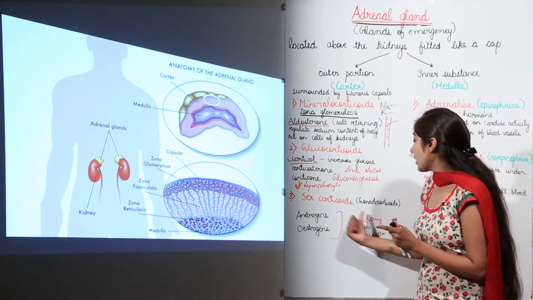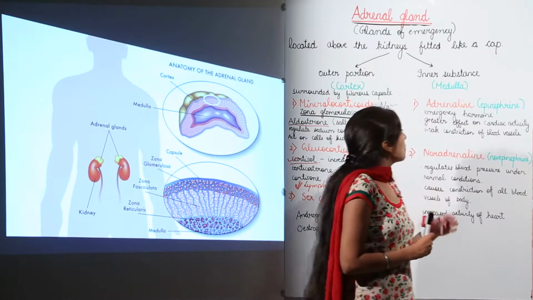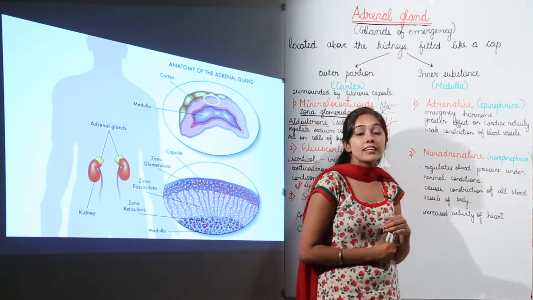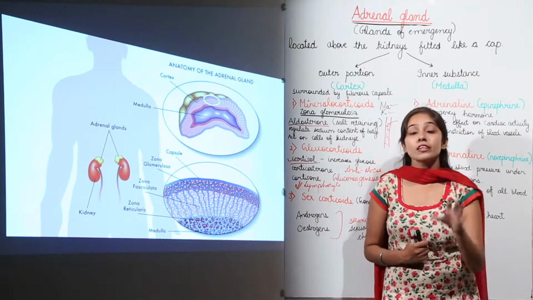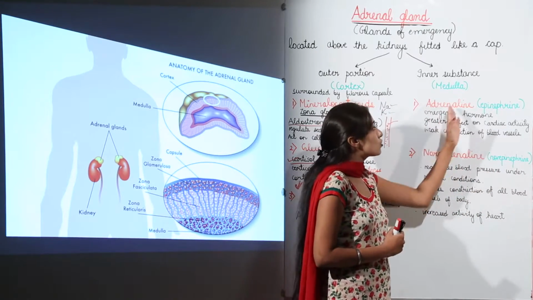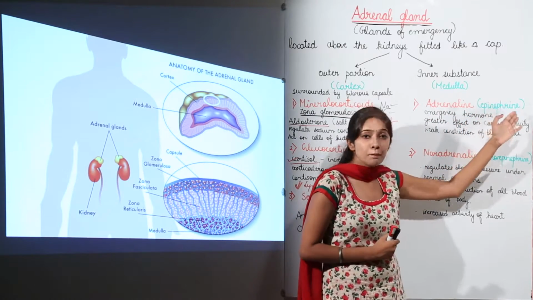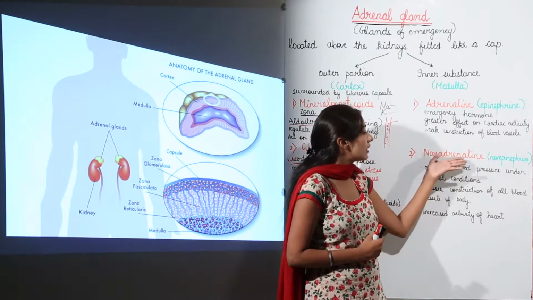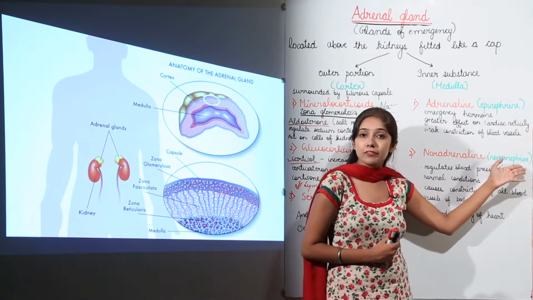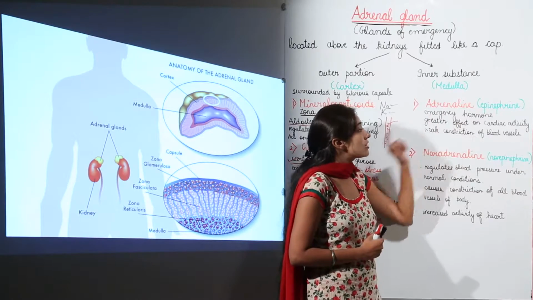So these are the gonadocorticoids, that is androgens and the estrogens. Moving on to the inner substance, that is the medulla. We are going to deal with the adrenal medulla. Now the two major hormones of adrenal medulla are adrenaline, that is epinephrine, and noradrenaline, that is norepinephrine. The adrenaline hormone is known as the emergency hormone.